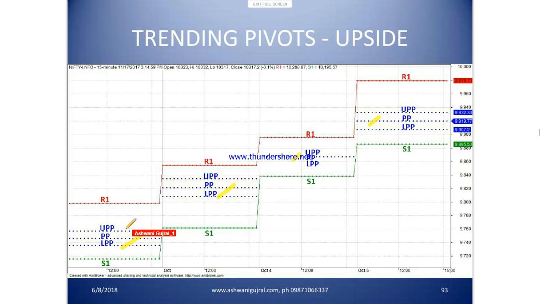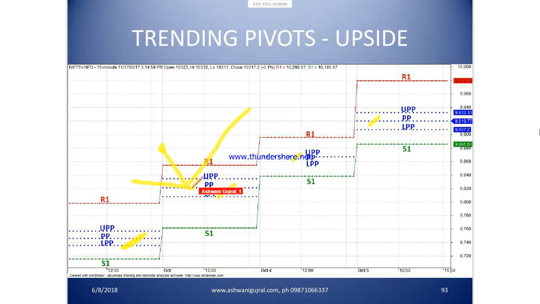Now what do you do? Once we know it is trending, how do we know? Because this central pivot range is moving up. So it's an upward trending market. So if we open here, you often heard people say buy on dip. You wait for the price to hit the pivot and then buy the dip.